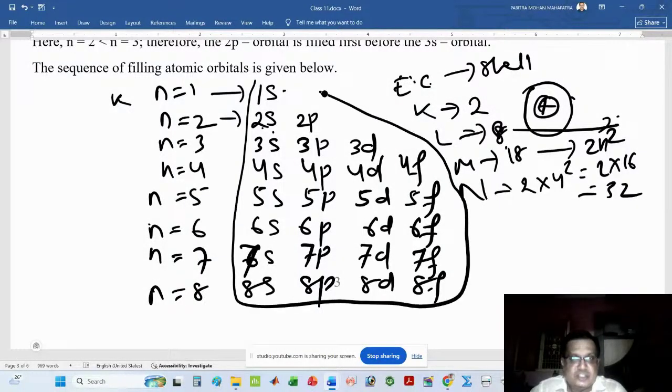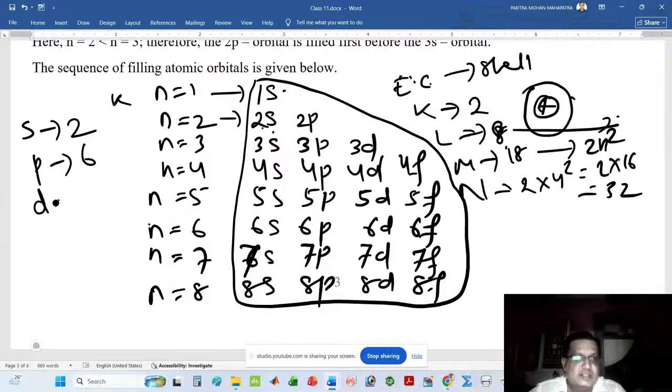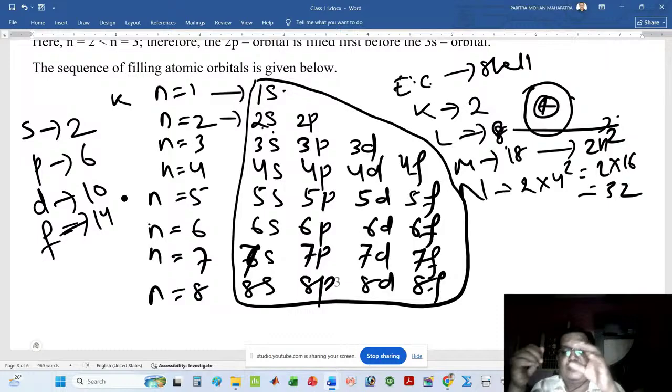There will be a question: how will you fill the electrons? Here we know that the s subshell has a maximum of 2 electrons, the p subshell 6 electrons, the d subshell 10 electrons, and the f subshell 14 electrons. Then a question will come to your mind: how will you fill the electrons in the subshells?